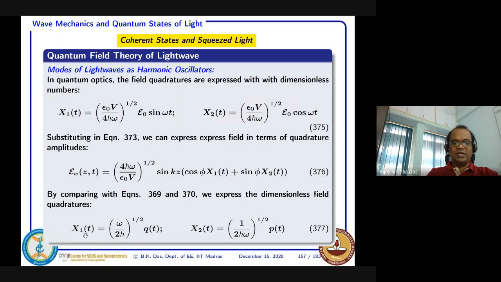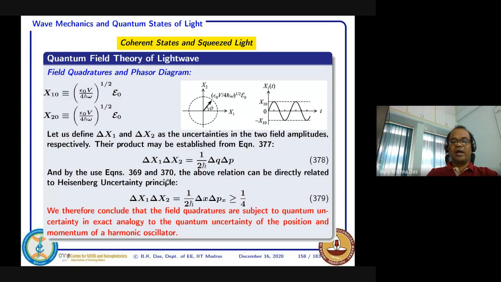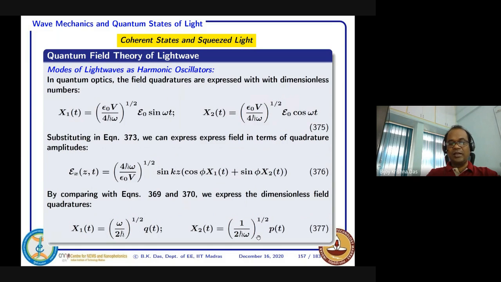Now we know the x1 expression. The uncertainty delta x1 means this factor multiplied by delta q. And for the uncertainty in x2, this factor is constant, so whatever uncertainty comes in p will be translated into x2. If we write delta x1 times delta x2, this one multiplied by this one, what will be left over? 1 over 2h bar. Omega omega cancels.